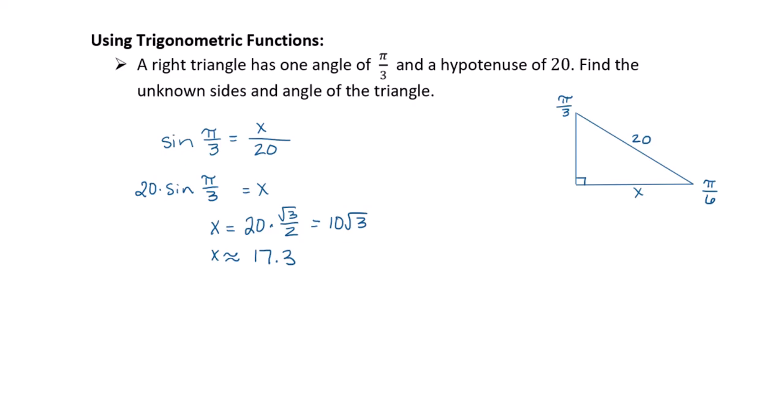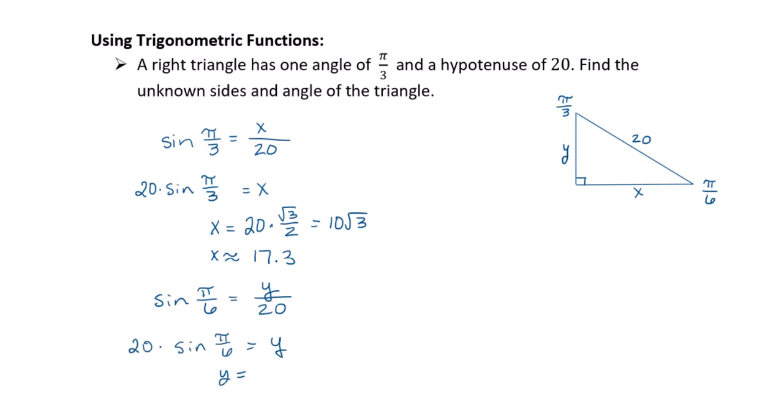Now finding the other side, we'll call this y, let's say that we take the sine of pi over 6. That way we're not figuring things off of some rounded number. The sine of pi over 6 is the opposite over the hypotenuse. So 20 times the sine of pi over 6 is y.